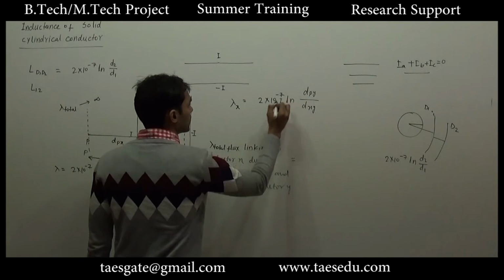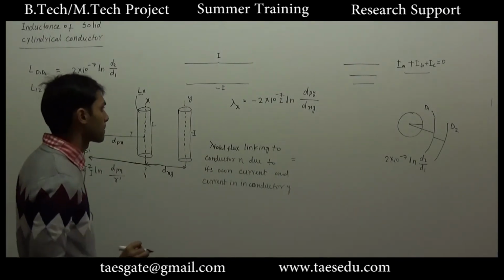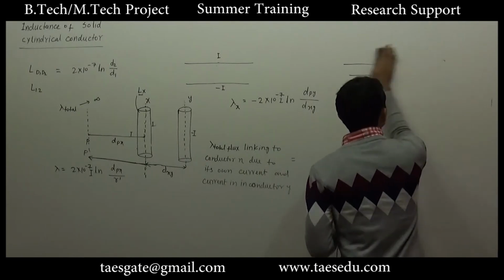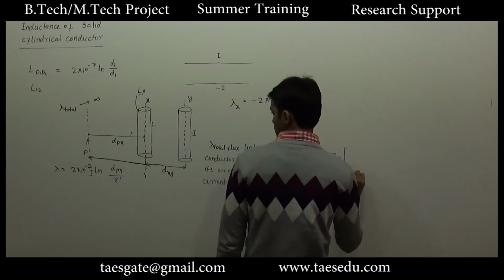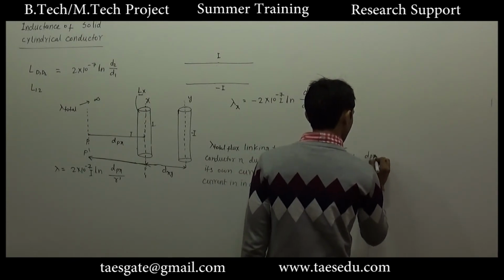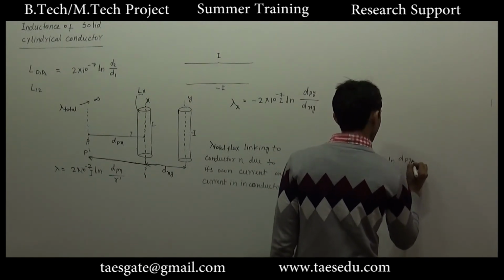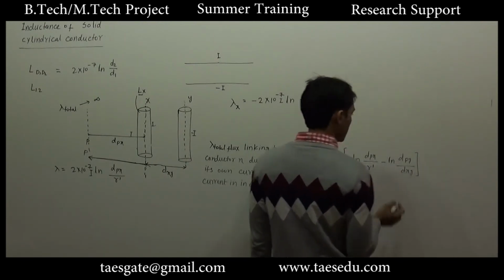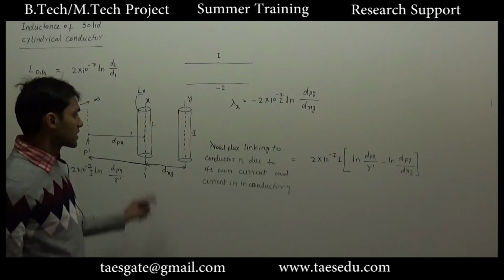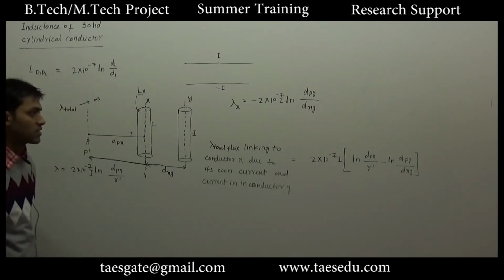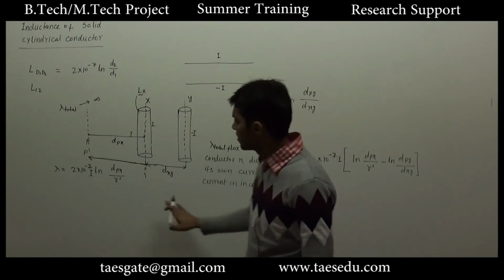I have missed current I. Here we will have current minus I. Okay, and here we will have current I. So we will have 2 into 10 to the power minus 7 into I ln dpx divided by r dash minus ln dpy divided by dxy. dpy represent distance of point P from second conductor, dpx is distance of point P from x conductor, and dxy is the distance between these two conductors. So this is the expression if we confine ourselves up to point P only.